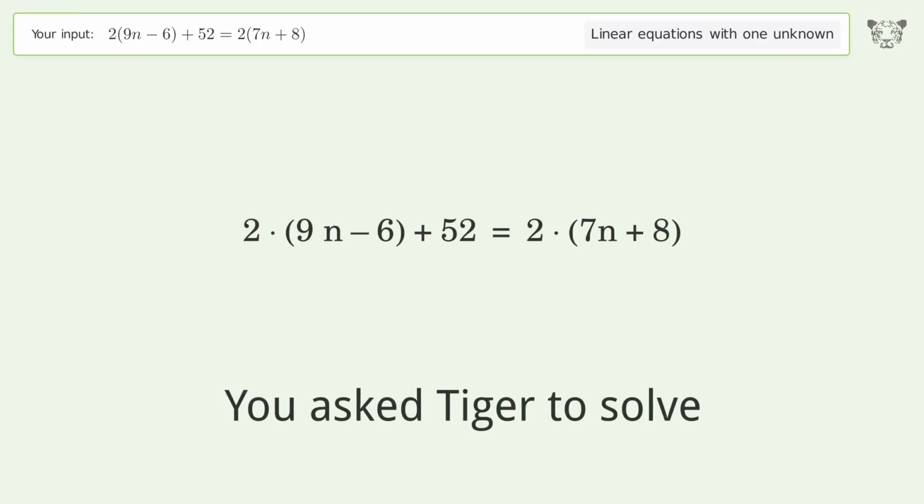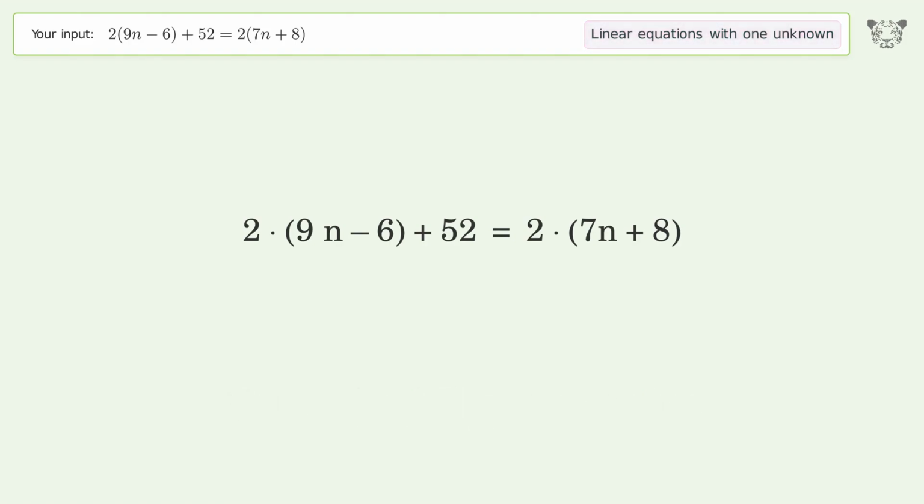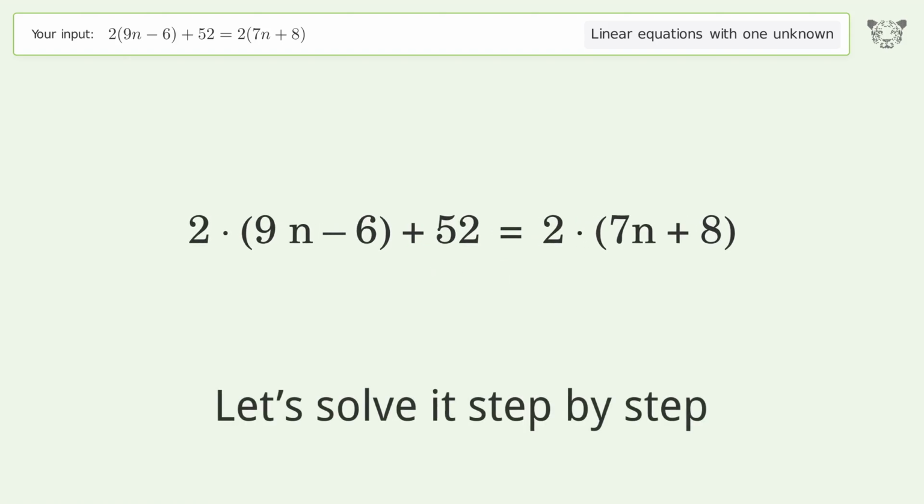You ask Tiger to solve. This deals with linear equations with one unknown. The final result is n equals -6. Let's solve it step by step.